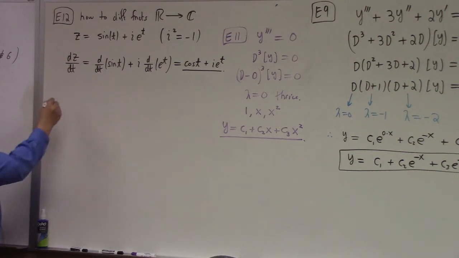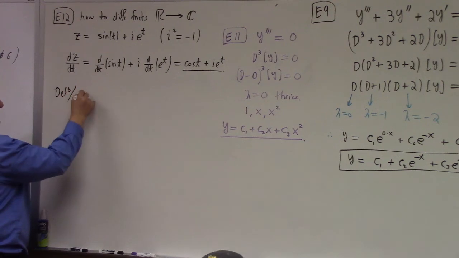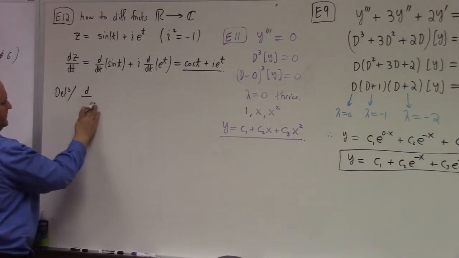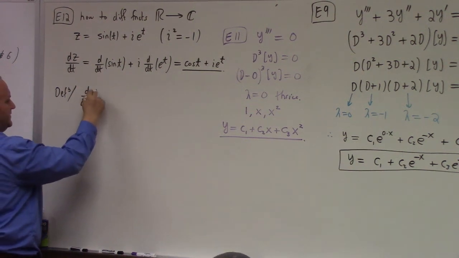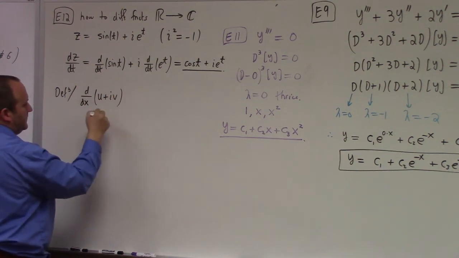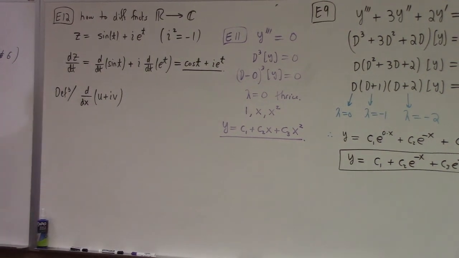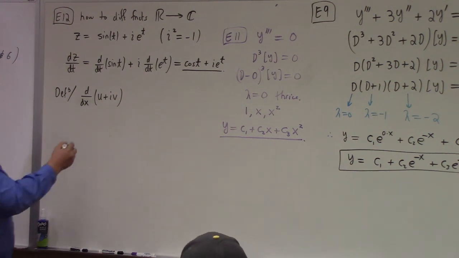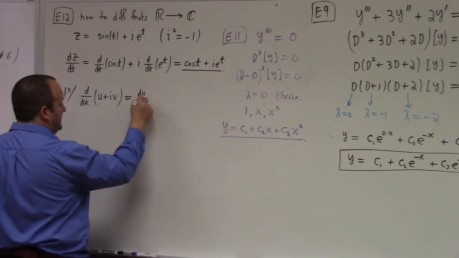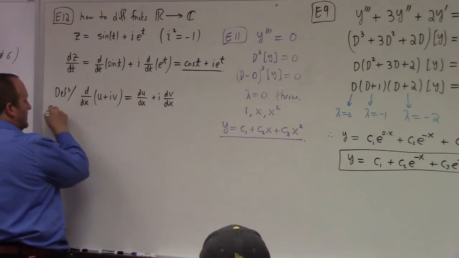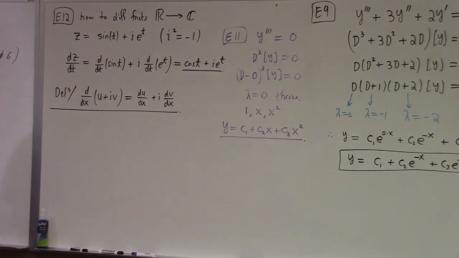So the definition: if we differentiate with respect to time, or I guess I could say x, we've been using x a lot today. So d/dx of u plus iv. Here u and v, I'm thinking of them as being real functions. So u is the real part and v is the imaginary part of this complex valued function. Well, the way you do this derivative is really simple. It's just du/dx plus i times dv/dx. It's just the most natural thing. That's how we differentiate a complex valued function of a real variable.